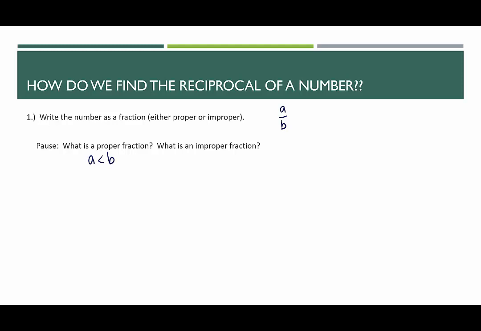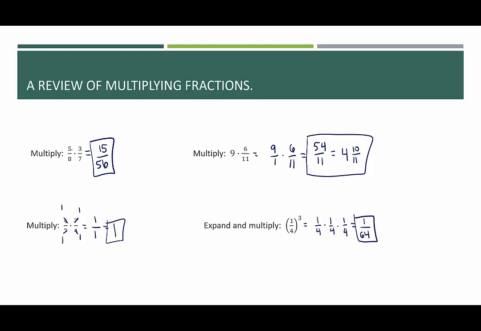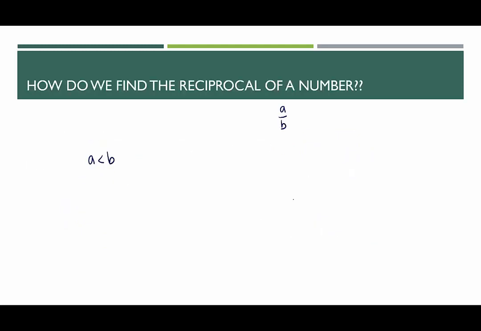So proper fractions, let's go back here. Let's look. 5 over 8, so 5 is smaller than 8. This is a proper fraction. 3 over 7, 3 is smaller than 7, so it's a proper fraction. Over here, 6 over 11 is a proper fraction. If we look at this 9 over 1, nope, 9 is bigger than 1, so it's not a proper fraction. 4 over 7, 4 is less than 7, so it's proper. 7 over 4 is not, and then 1 over 4 is a proper fraction. So those are some of the proper fractions. You'll notice that the numerator is smaller than the denominator.